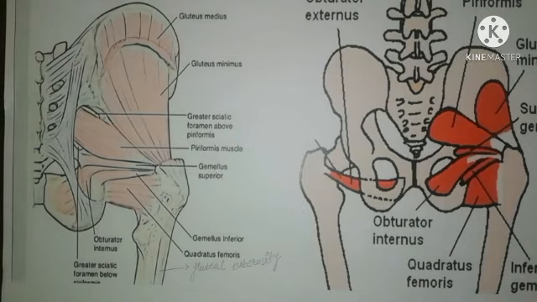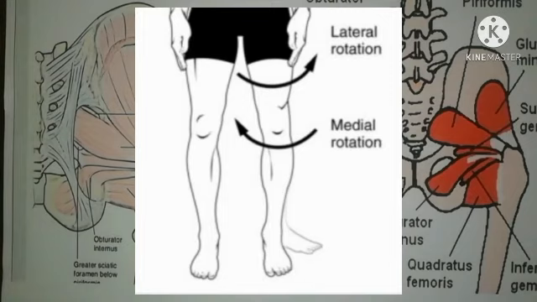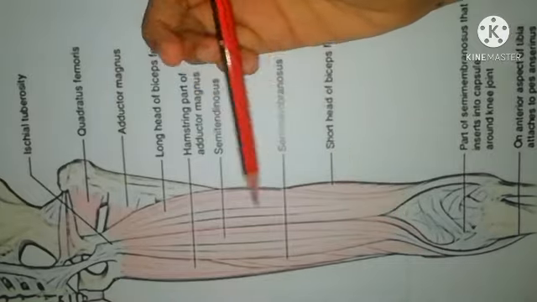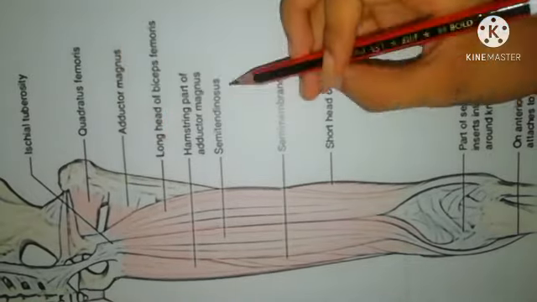Root value is L5, S1 and S2. Action of this muscle is lateral rotation of thigh at the hip joint. Muscles of the back of thigh. This muscle is also called as hamstring muscle.